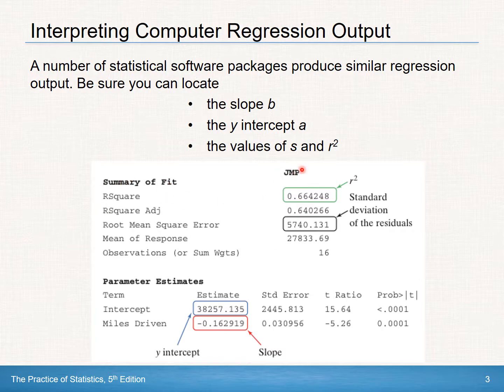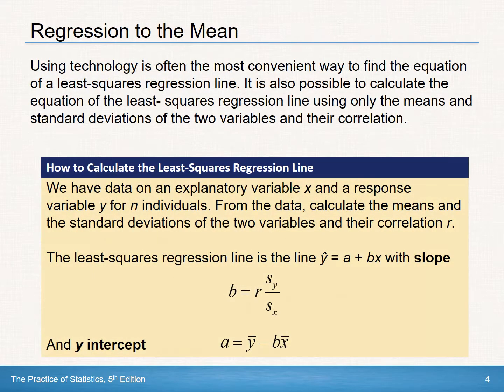So when we are given a summary of fit, here's our R squared. This is a JMP file. If they're giving the root mean square error, this is the standard deviation of the residuals. And then we have our y-intercept and our slope. So these are just some different types of computer outputs that you might see.